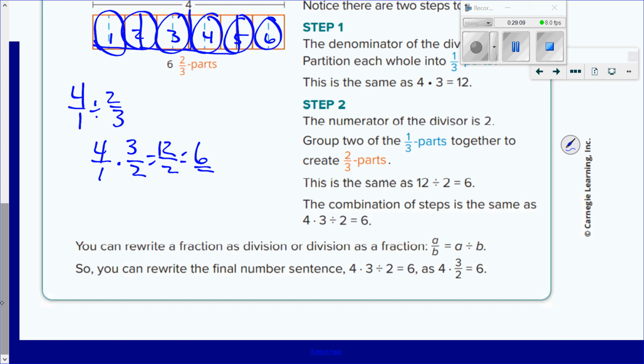I do want to make sure that you guys are all clear on this. Any fraction that I have, I could rewrite as a division. So A over B is the same as A divided by B. That is the exact same thing. Okay? You can also rewrite the final number sentence. 4 times 3 divided by 2 is 4 times 3 over 2 equals 6. So 4 times 3 divided by 2, this could be just rewritten as an improper fraction, 3/2. Make sense?